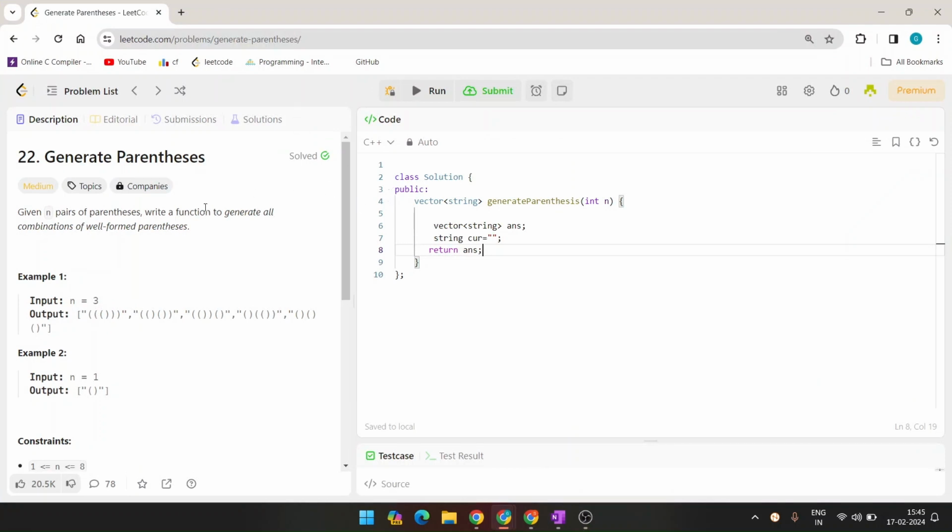Everyone, today we will be solving a LeetCode question, Generate Parentheses. Let's understand what the question is telling. We are given an integer n, and we have to generate all the possible combinations of well-formed parentheses. So first, understand what the question wants to tell.